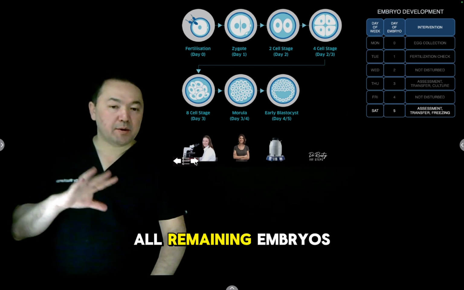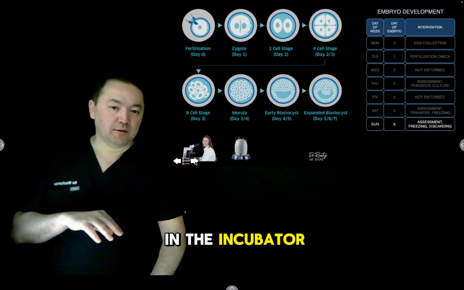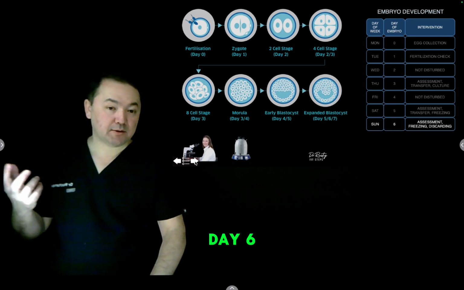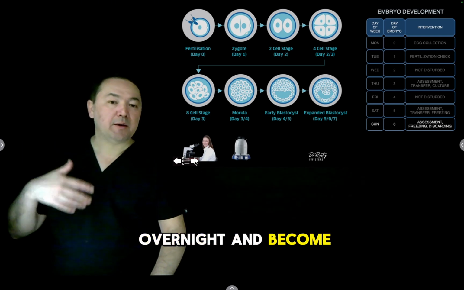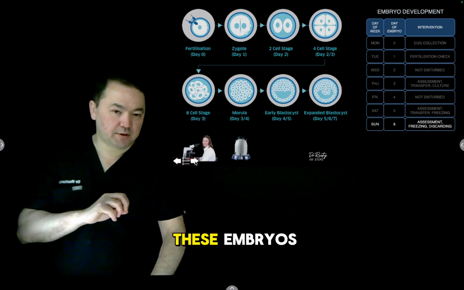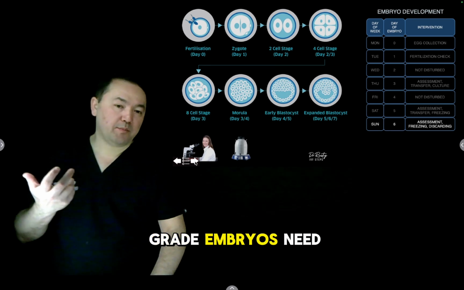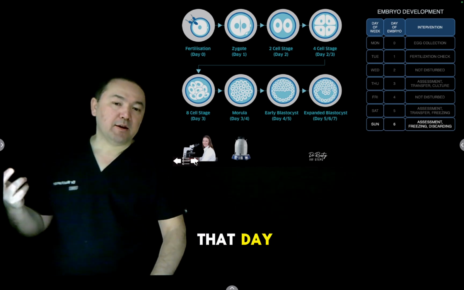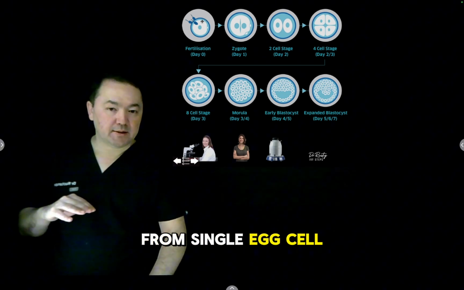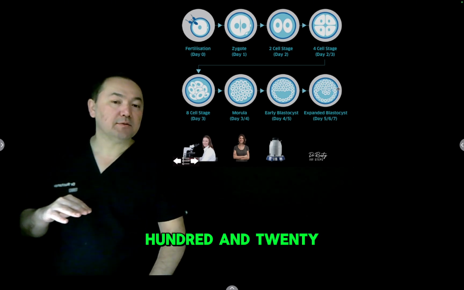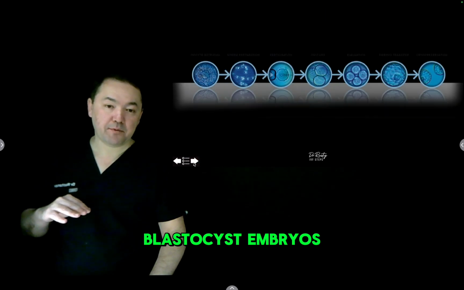Then all remaining embryos will be left in the incubator for further growth until day 6, which is Sunday. If embryos improved overnight and become high grade, then you can freeze some of these embryos, and all poor grade embryos need to be discarded that day. Essentially, this is how embryos develop from a single egg cell to approximately 120-cell blastocyst embryos.